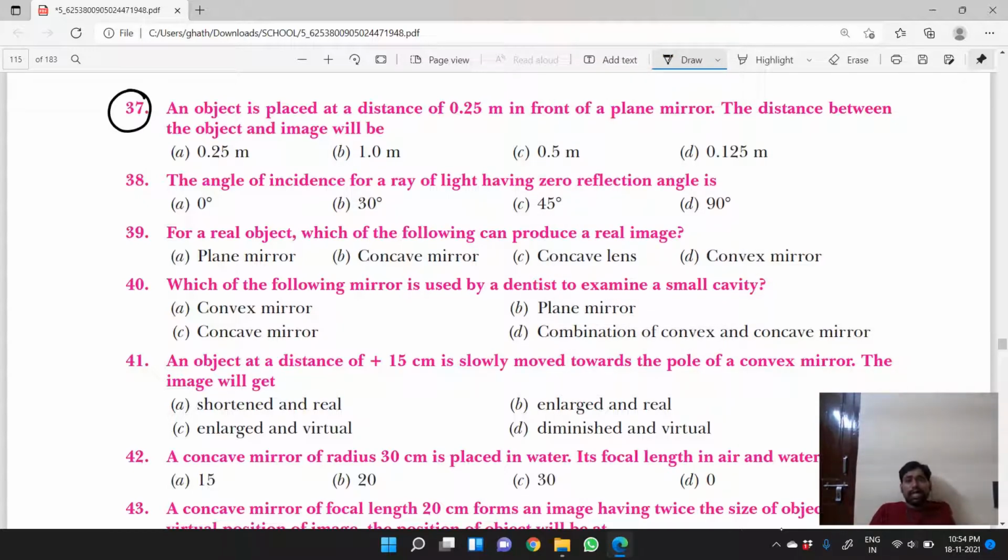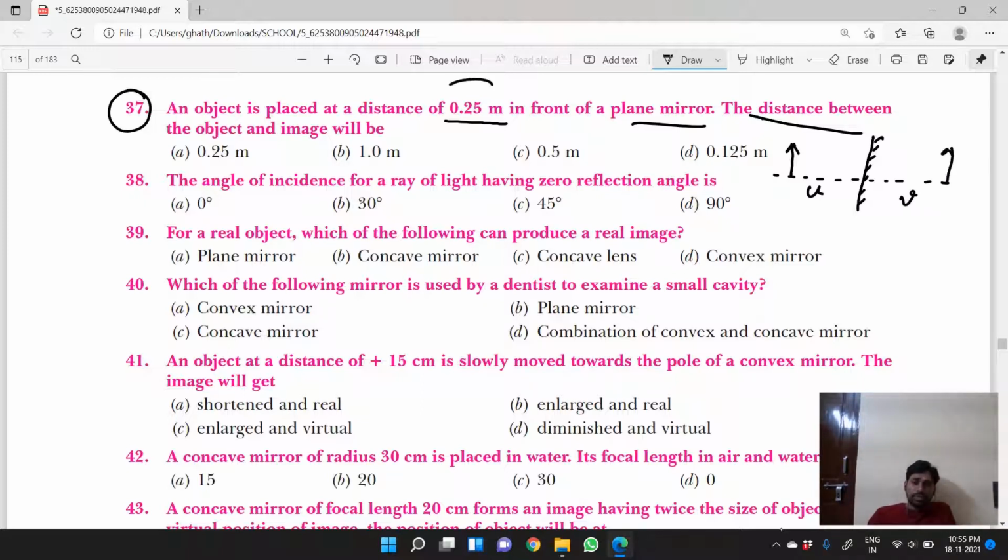Question 34. An object is placed at a distance of 0.25 meters in front of a plane mirror. What is the distance between the object and the image? You have to focus on the plane mirror properties if you want to answer this question. If an object is placed in front of the plane mirror, the object distance is u, and the image will be formed at the same distance.